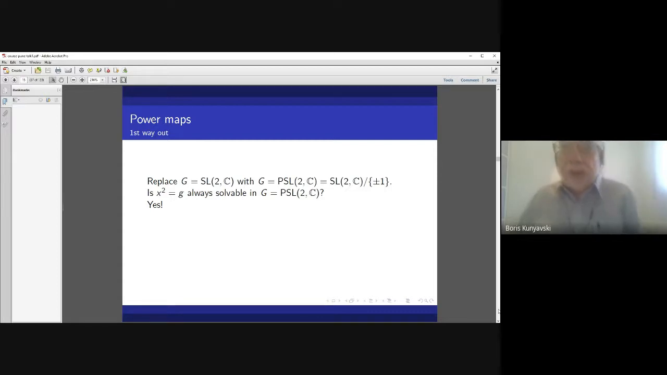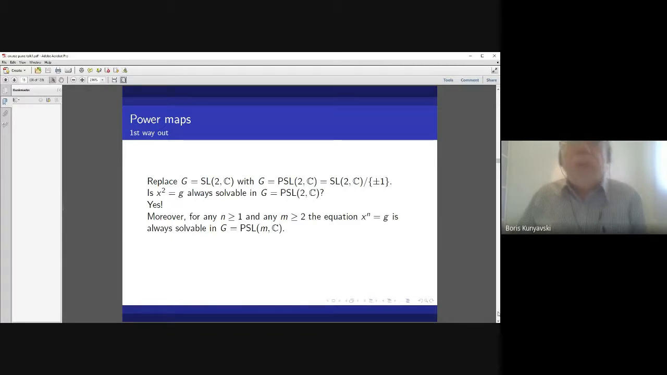I'll return to this group in one of my forthcoming lectures because this situation is deceptively simple. There are many subtleties here, but the answer to this question is indeed yes. And moreover, for any power n, for any exponent n, and for any rank of this group, any size of matrices, one can prove that the power equation is always solvable in the projective special linear group.